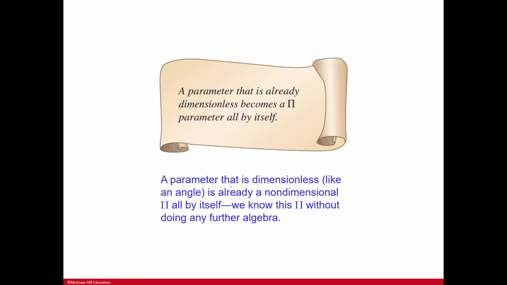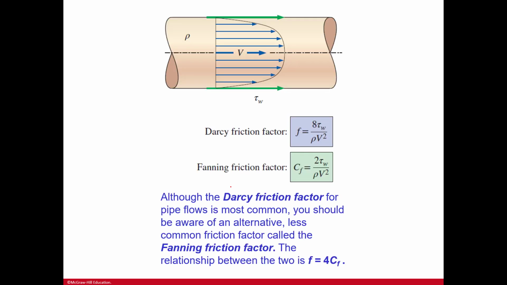So a parameter that is already dimensionless becomes a pi parameter all by itself, like an angle, is already a dimensionless pi all by itself, and we know this pi without doing any further algebra. So here you have the Darcy friction factor and the Fanning friction factor, and although the Darcy friction factor for pipe flows is most common, you should be aware of its alternative. The Fanning, it is less common, but the relationship between these two is this.